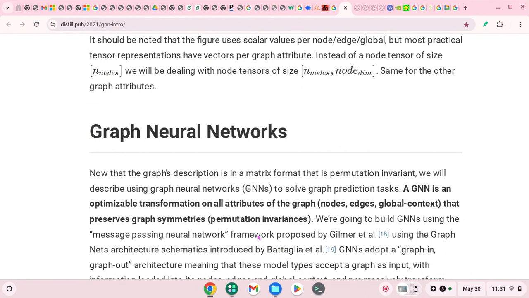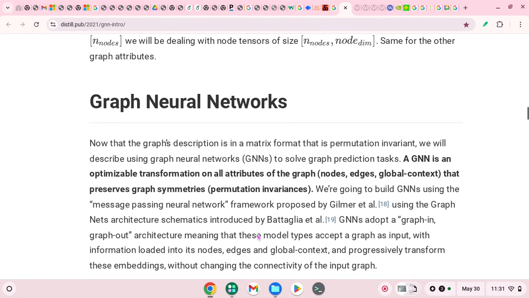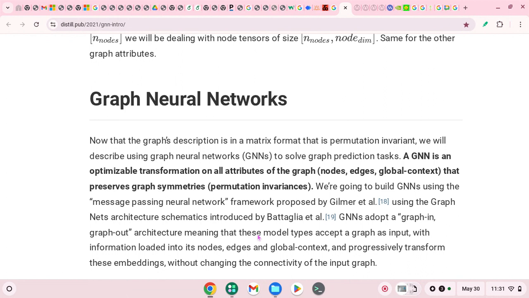A graph neural network is an optimizable neural network, as mentioned, and it takes the attributes of the graph as an input, and it preserves those graph symmetries, and finally it is utilized to identify the structure and patterns inside the graph, and helps to make predictions about the information contained inside the graph.